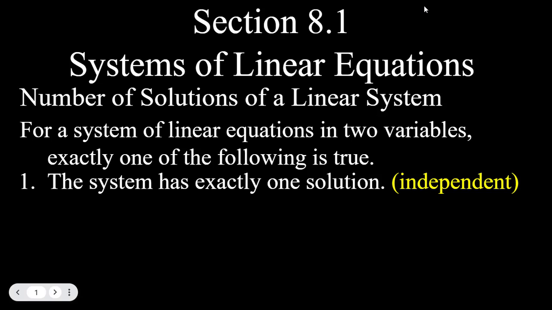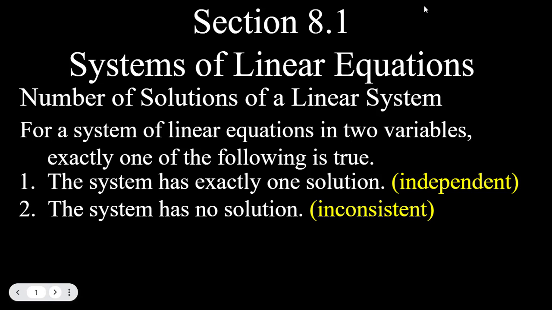Another thing that can happen when you graph two lines is the two lines might be parallel. If the two lines are parallel, how many solutions do you think they're going to have? None, because they never cross. There's no point that makes them both true. That is called an inconsistent system.